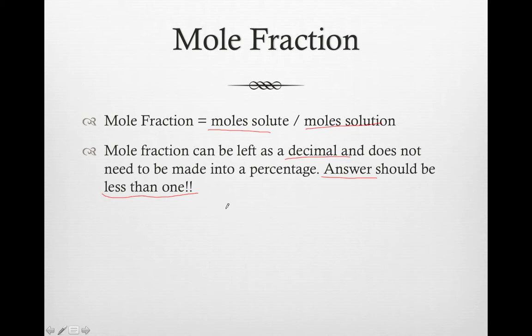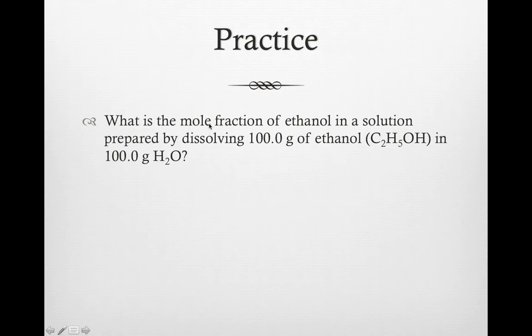So let's look at a practice example of this, and then we'll continue on. So here we go. The question is, what is the mole fraction of ethanol in a solution prepared by dissolving 100 grams of ethanol, which is C2H5OH, in 100 grams of water? So again, my mole fraction is equal to moles of solute over moles of solution.